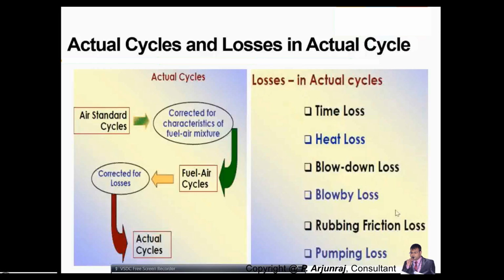And blowaway loss is basically the loss where gas leaks from the piston ring. And the last one is the pumping loss. This is nothing but the loss that develops between the exhaust stroke and the intake stroke. And of all these losses, the important loss is the friction loss.